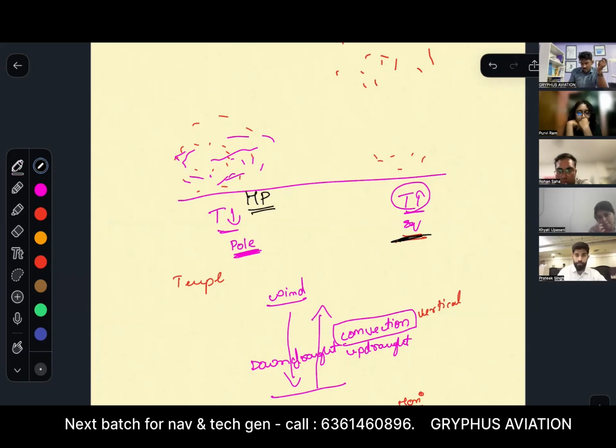Now on this side, on the equator, you have a lot of temperature. So it is pushing the air molecules upside basically. When they push the air molecules upside, there is no air molecule on the ground, or fewer air molecules on the ground, so it will create a low pressure. Clear? Now this is on ground.